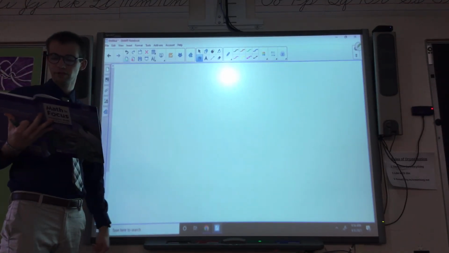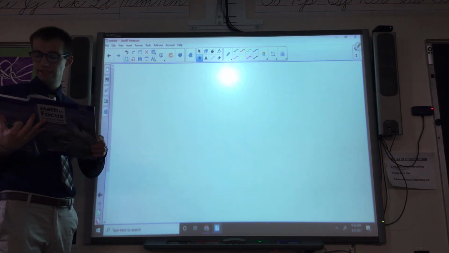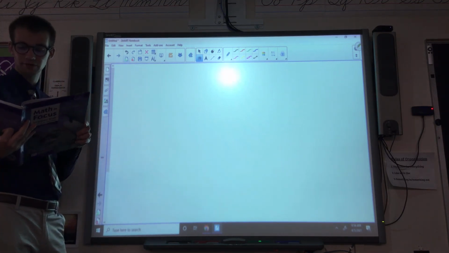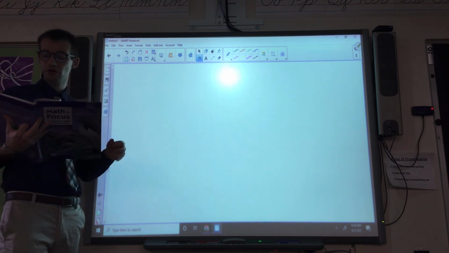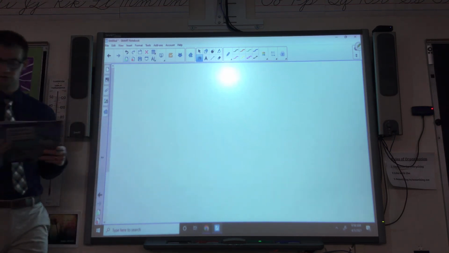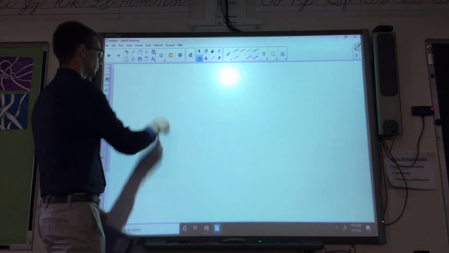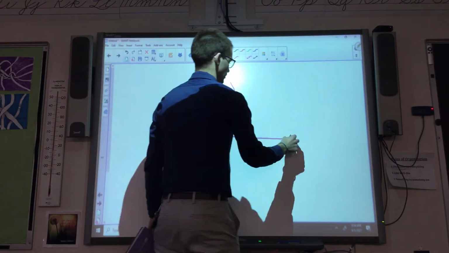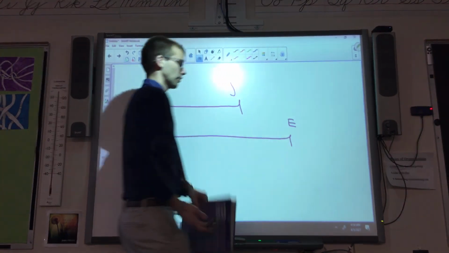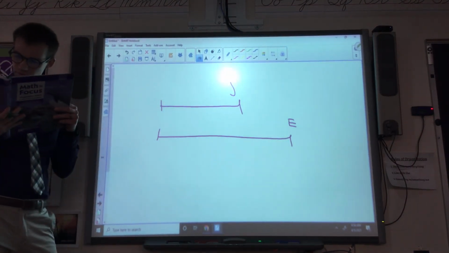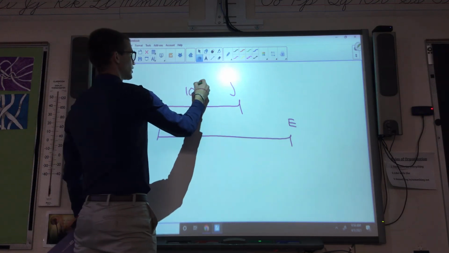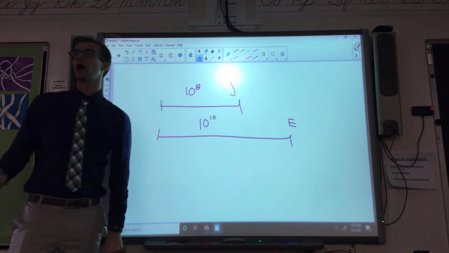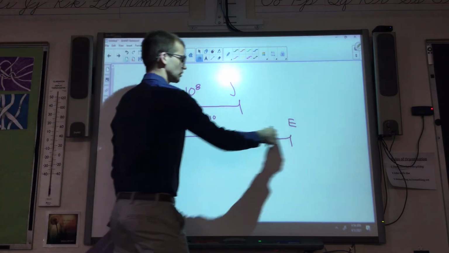Gotta practice. Jupiter is approximately 10 to the 8th kilometers from the sun. The dwarf planet Eris is 10 to the 10th miles from the sun. How many times as far as Jupiter is Eris from the sun? So they've got a good explanation there. This is Jupiter, this is Eris, this is 10 to the 8th kilometers, this is 10 to the 10th. They want to know how many times farther is this than this.